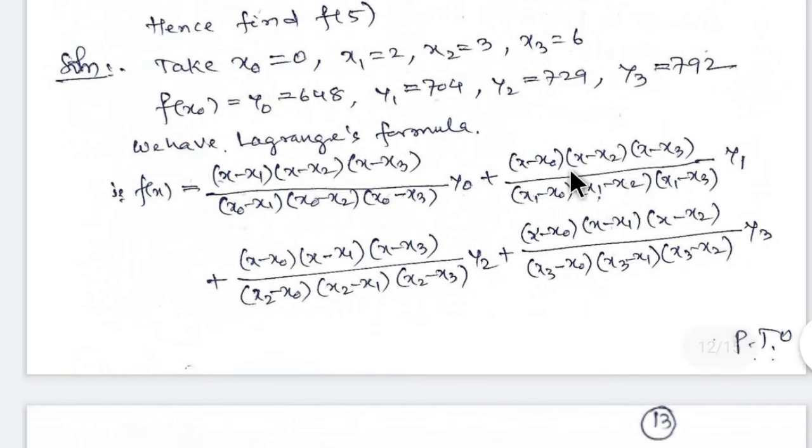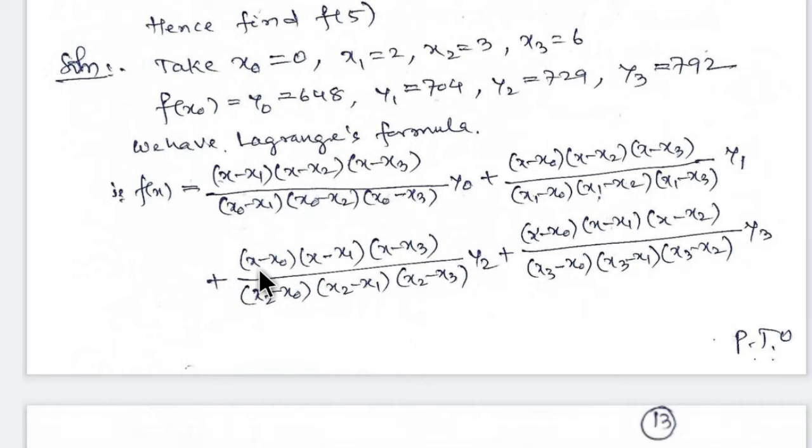Similarly, by seeing the nature of this you can write the next one. It starts from x minus x naught; x minus x1 is absent here; x minus x2 and x minus x3 you write directly. Whatever you have written in the numerator, in the denominator x is replaced by x1: x1 minus x0, x1 minus x2, x1 minus x3, into y1, now f of x1, you have to write.